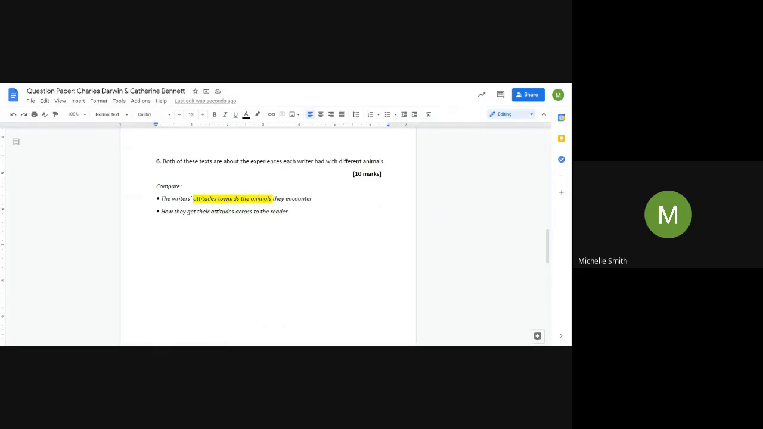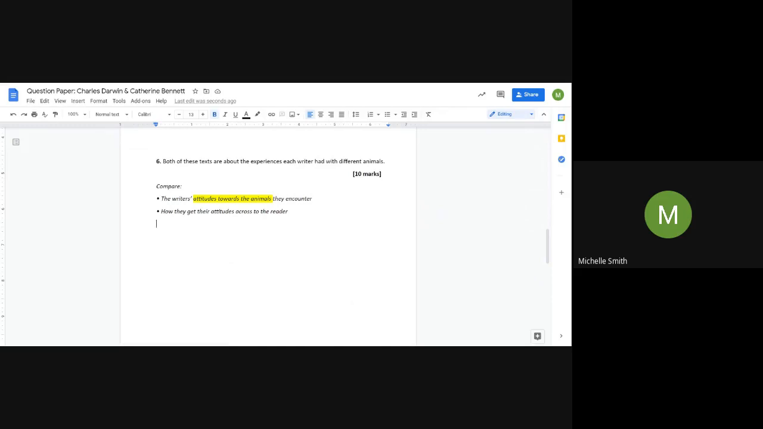Whereas in text 1, Charles Darwin has a very pleasant experience with the tortoises, which makes his attitude towards them positive. He's intrigued by them, isn't he? He's fascinated by them. He's very curious. They amuse him. They intrigue him. He wants to know lots of things about them, and we know that because he has a positive experience with them. So we're looking for evidence of their attitudes towards the animals.